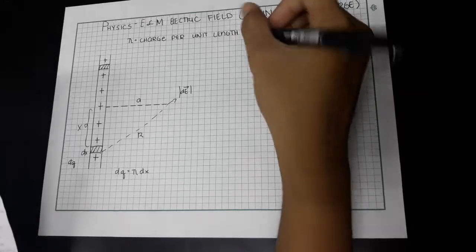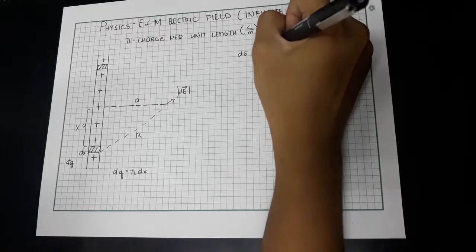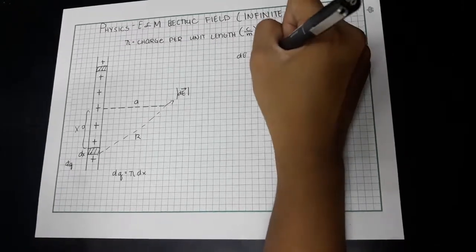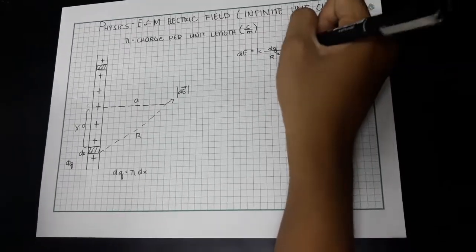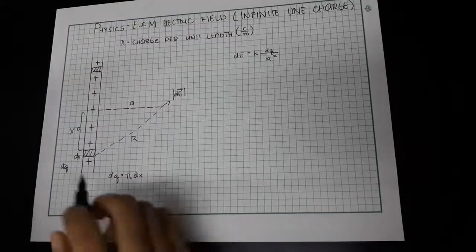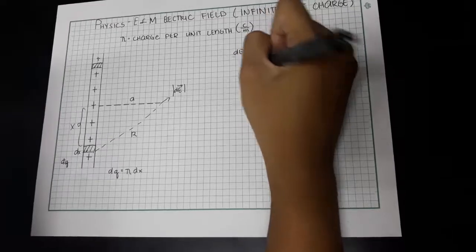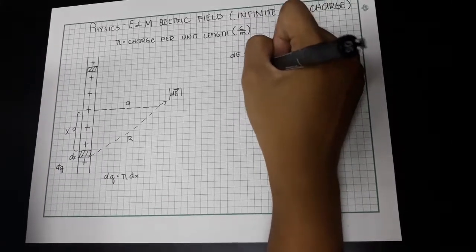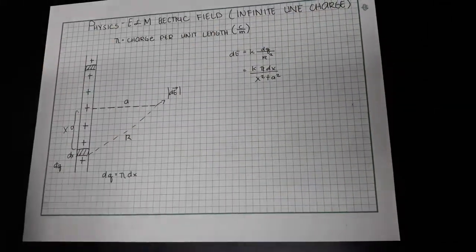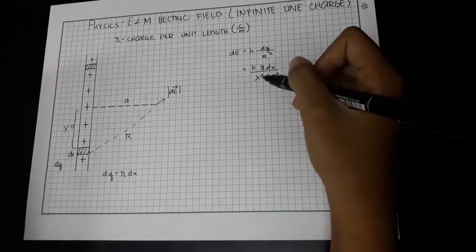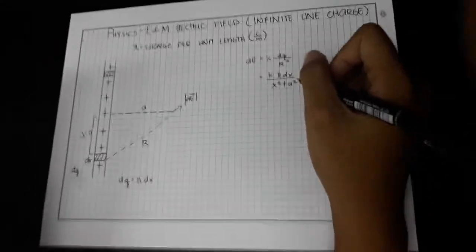We can say dE is equal to k dq over r squared, from the location to the charge that causes it. Since dq is equal to linear dx, we can write k linear dx over x squared. That is the magnitude of the electric field at that location due to the small charge.